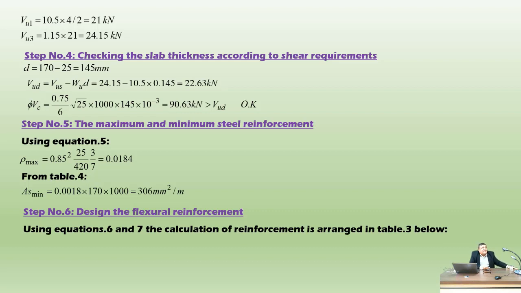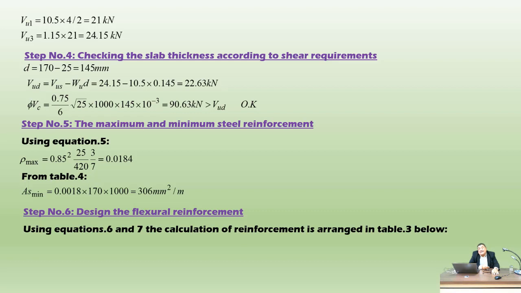VUD means the shear at the critical section at d from the support, which equals VUS. VUS is the shear at the face of support minus WU times d, and equals 24.15 minus 10.5 times 0.145, equals 22.63 kilonewton.